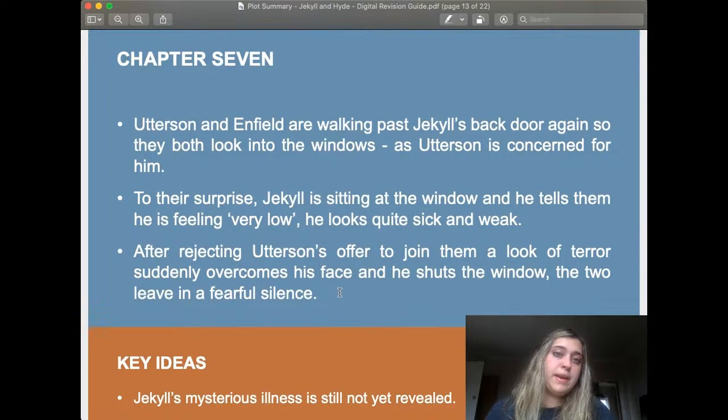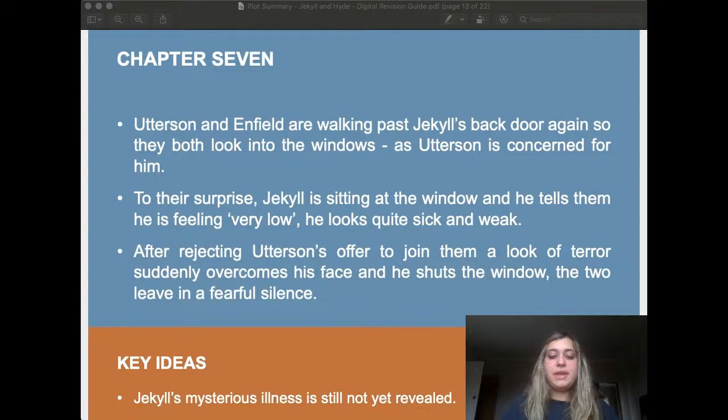So, we kind of have in chapter 7 what we call a cyclical structure. Cyclical structure means it's kind of going in a cycle. So it's a repeat of chapter 1, but the stories progress. So this time we see Jekyll, but we see Jekyll in this very compromised, strange sort of state of being.